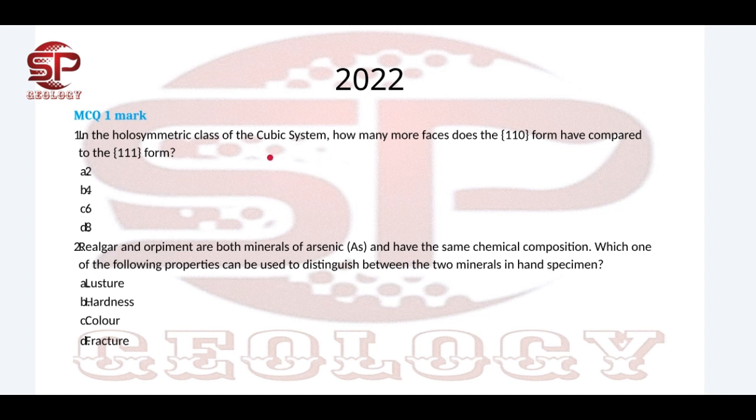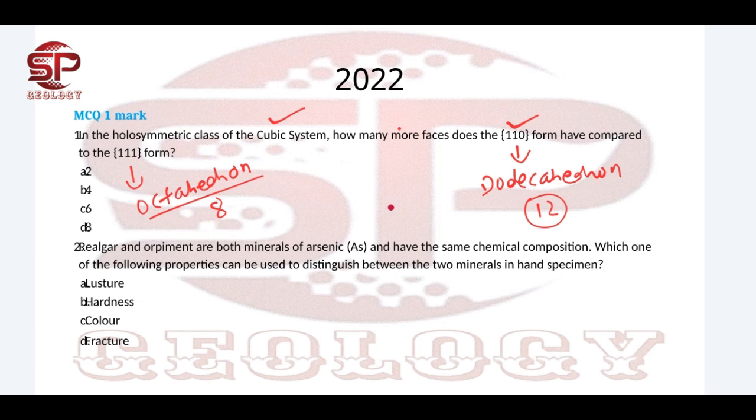Next, on to question 22. In the holosymmetric class of the cubic system, how many more faces does the 110 form have compared to the 111 form? So the 110 form is your dodecahedron. It has 12 faces, and 111 is your octahedron. So the octahedron has 8 faces. So the dodecahedron has 4 more faces than the octahedron. So the answer will be 4.